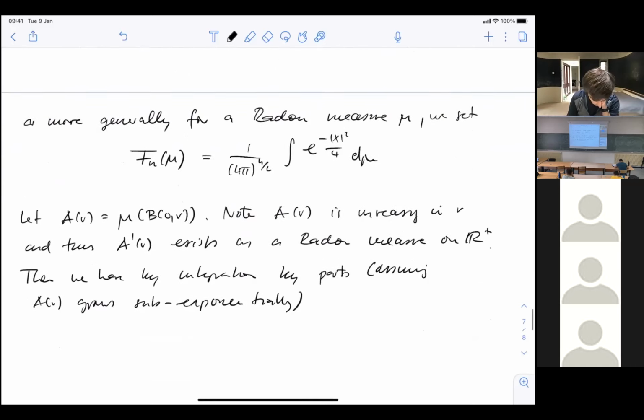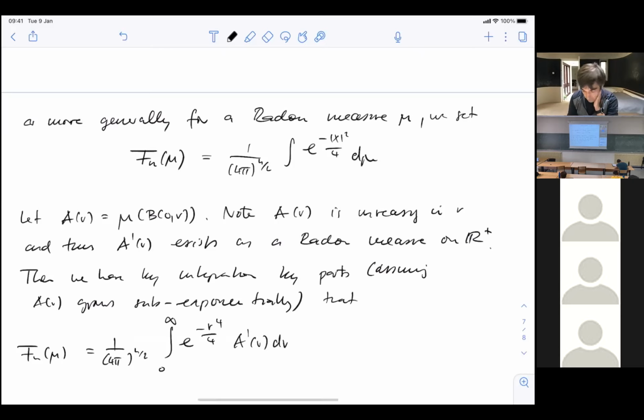We can always assume this in what we're doing here: that we can write F_n of mu, as this is core area, just in the setup, as the integral from 0 to infinity of e to the minus r squared over 4 times A prime of r dr. This is core area because A prime of r always gives us more or less the measure that lies on every shell at radius r. Now here, this is 1 over (4 pi) to the n over 2.